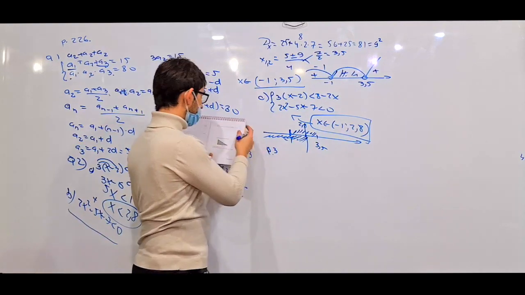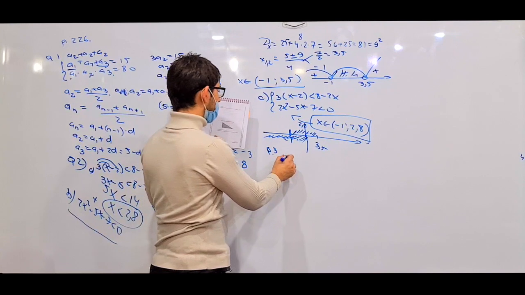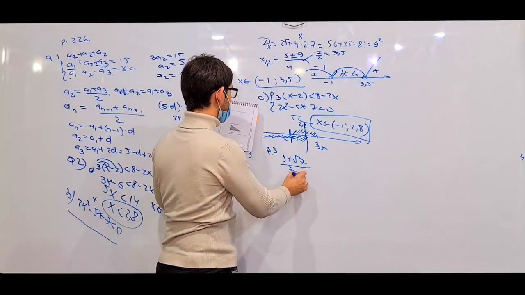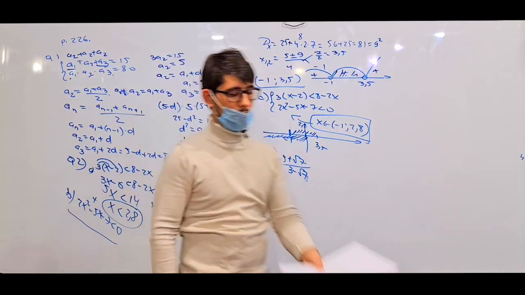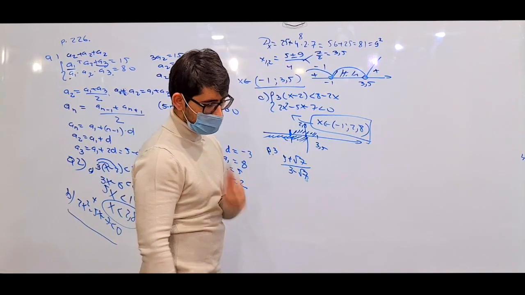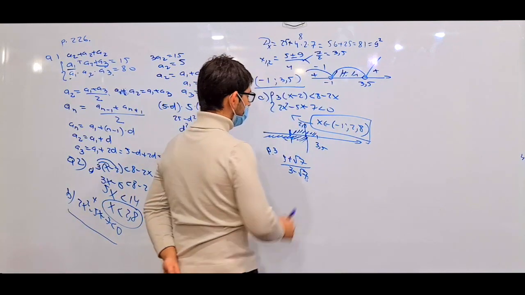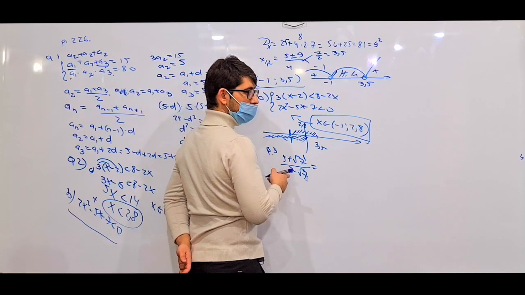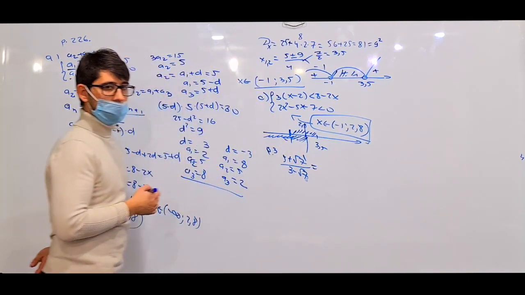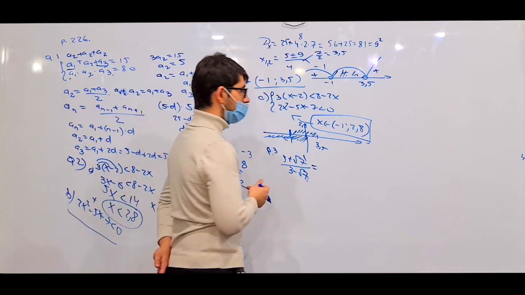Question number 3. Next page, 228. Express 5 plus square root of 7 over 3 minus square root of 7 in the form m plus n square root of 7, where m and n are integers. So, what is your approach? Any ideas? Rajala? No ideas, Mizrab?